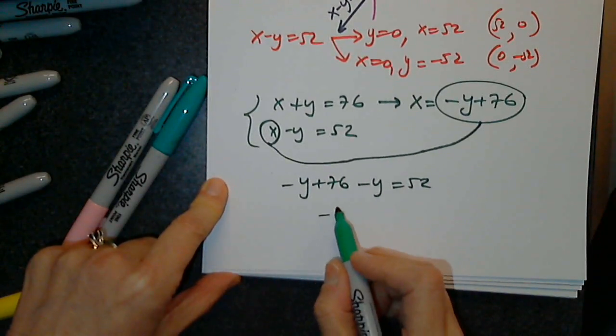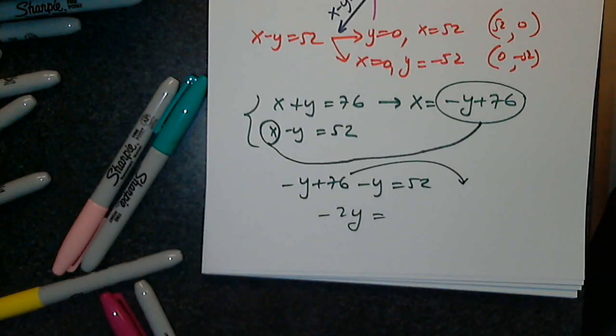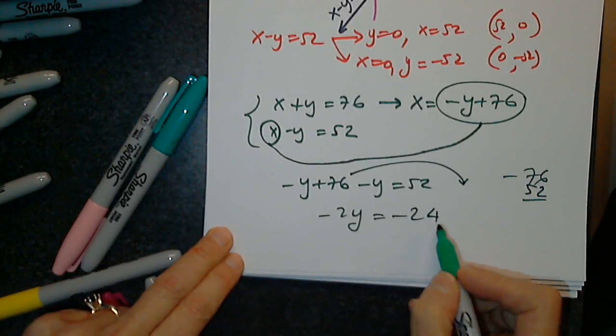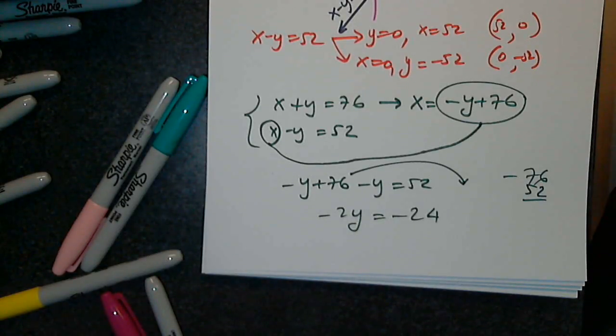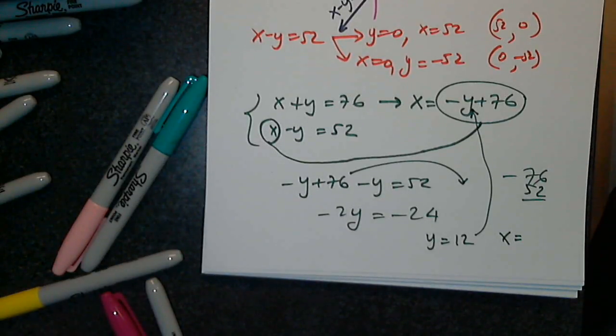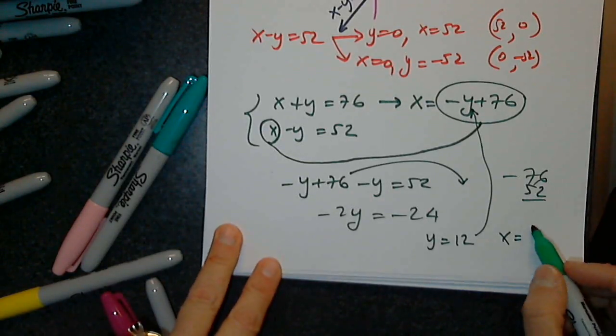Combine like terms. Negative 2y. Move 76 to the other side. What do I get when I move 76 to the other side? Minus 76. Of course. So negative 76 and 52. I have negative 24. Y equals 12. Is this good enough? No. If I have y, now I go back here and I can find x. Now I replace y by 12 with minus in front. 76 minus 12 is 64.